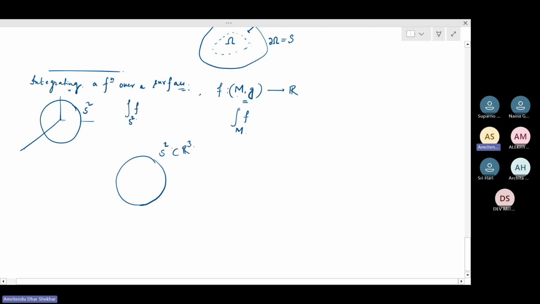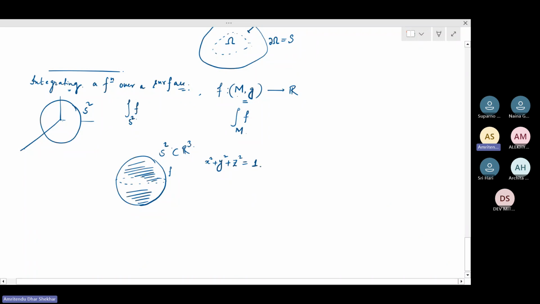Now your sphere is of course not equal to R2. It is a two-dimensional surface, but it is not diffeomorphic to R2. So one thing that you can do is, let's say you have to integrate a function f over the sphere. You can divide the sphere into two parts: the upper hemisphere of the sphere, and the lower hemisphere of the sphere. The sphere is given by the equation x squared plus y squared plus z squared is equal to 1.